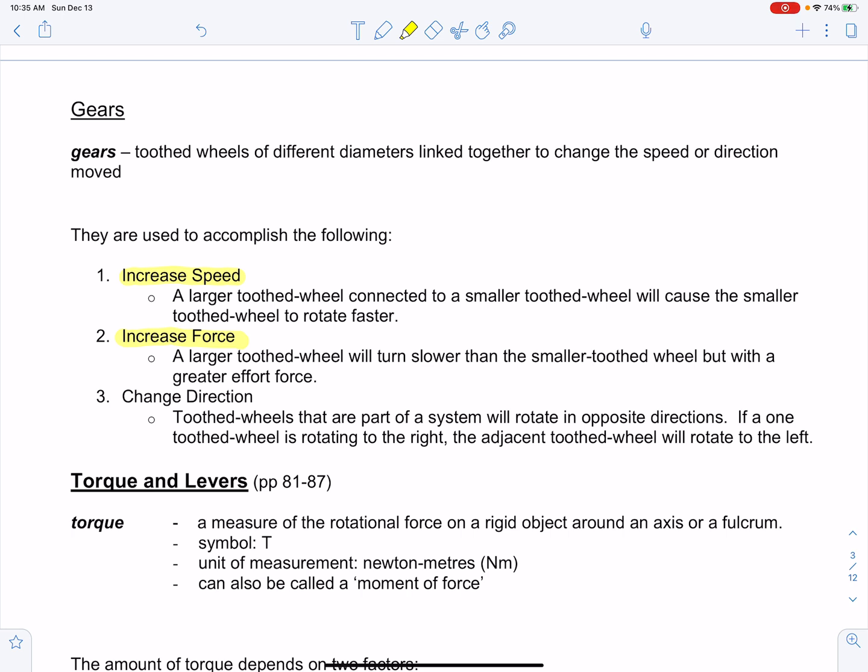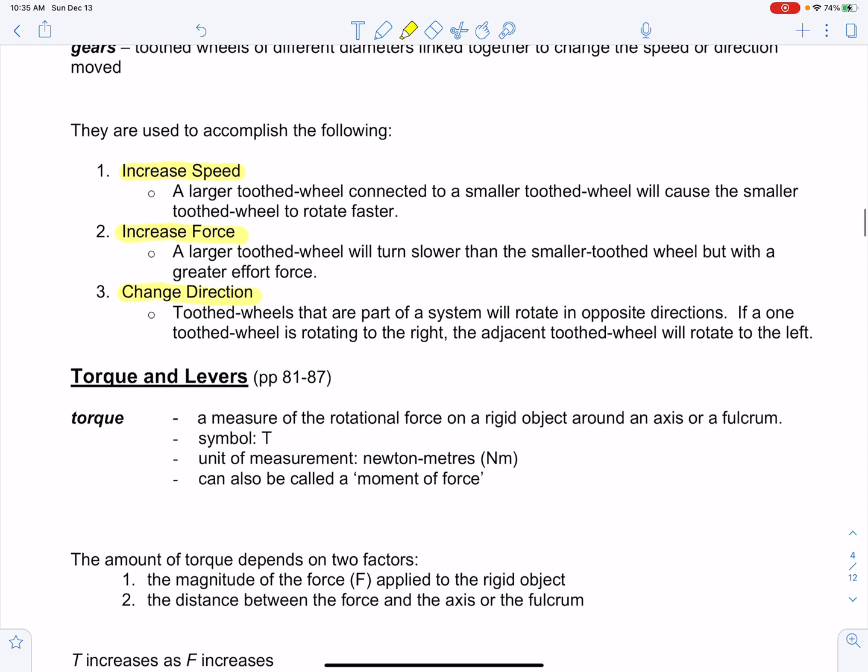And finally, gears can be used to change direction. Toothed wheels that are part of a system will rotate in opposite directions. If one toothed wheel is rotating to the right, the adjacent toothed wheel will rotate to the left. Let's start looking at torque and levers.